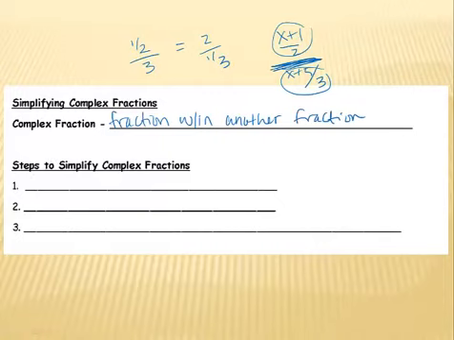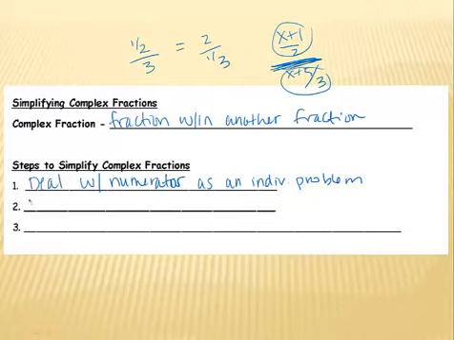Well, the first thing we're going to do is deal with the numerator as an individual problem. We're going to do the same thing with the denominator. So in essence, when you see a complex rational expression, what you're going to do is treat them as three separate problems within the same problem.